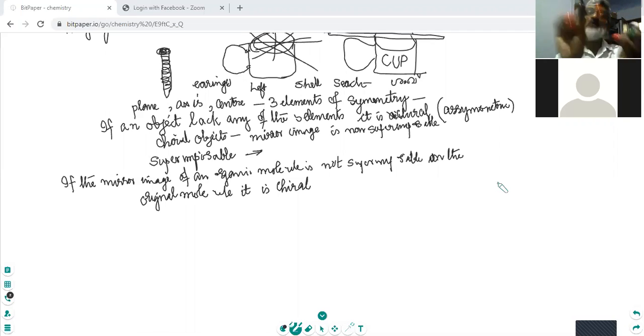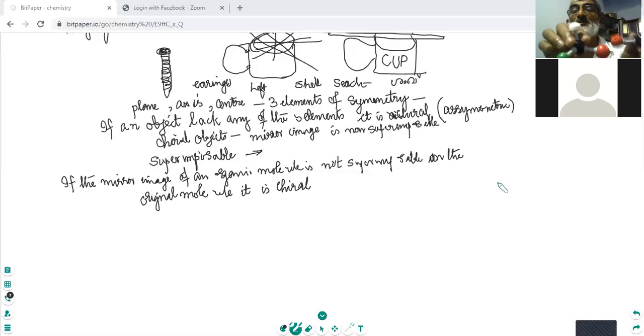So you do whatever with this. Rotate these molecules in any direction. They are non-superimposable. Therefore, these two are non-superimposable mirror images of each other. And they are two different molecules.